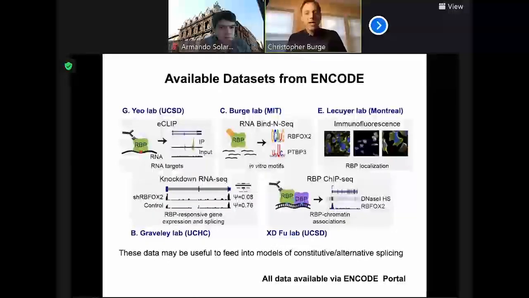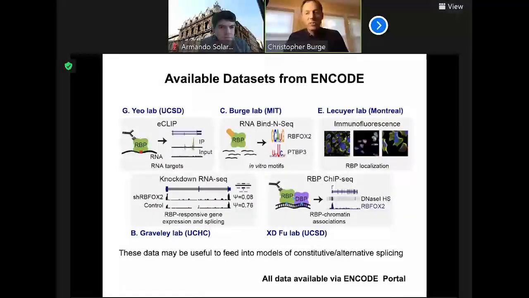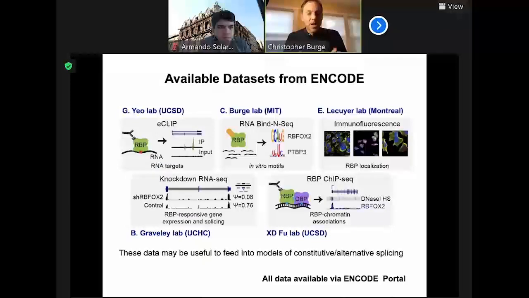I just want to finish by mentioning there's also quite a bit of information from the recent ENCODE phase 3 project that focused on RNA binding proteins that my lab was involved in, together with Gene Yeo, Brenton Graveley, Eric Lécuyer, and Xiang-Dong Fu. And these are different types of data that are often related to RNA splicing.